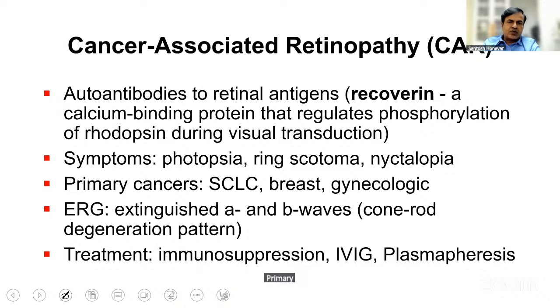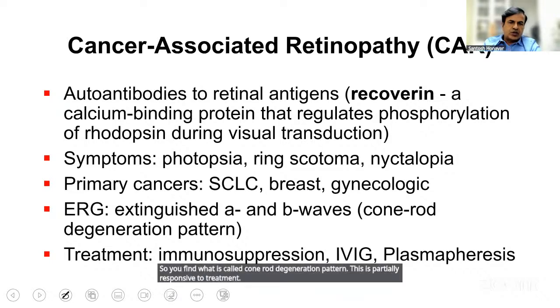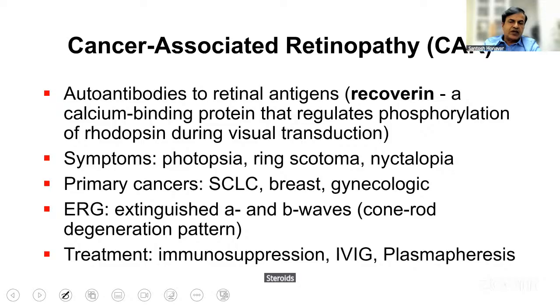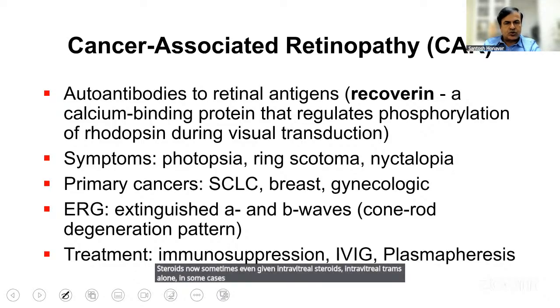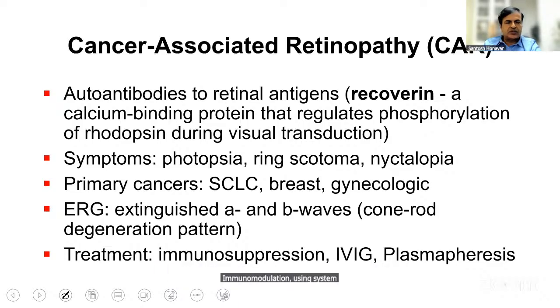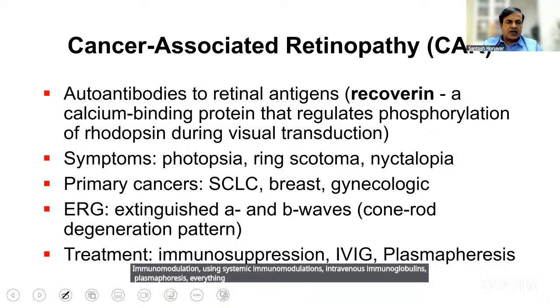Primary cancers we already mentioned. On ERG, you find extinguished A and B waves. So you find what is called a cone rod degeneration pattern. This is partially responsive to treatment. Steroids, now sometimes even intravitreal steroids, intravitreal triamcinolone in some case reports, has shown effect. Immunomodulation using systemic immunomodulators, intravenous immunoglobulins, plasmapheresis, everything works partially. It has much better prognosis than melanoma-associated retinopathy.